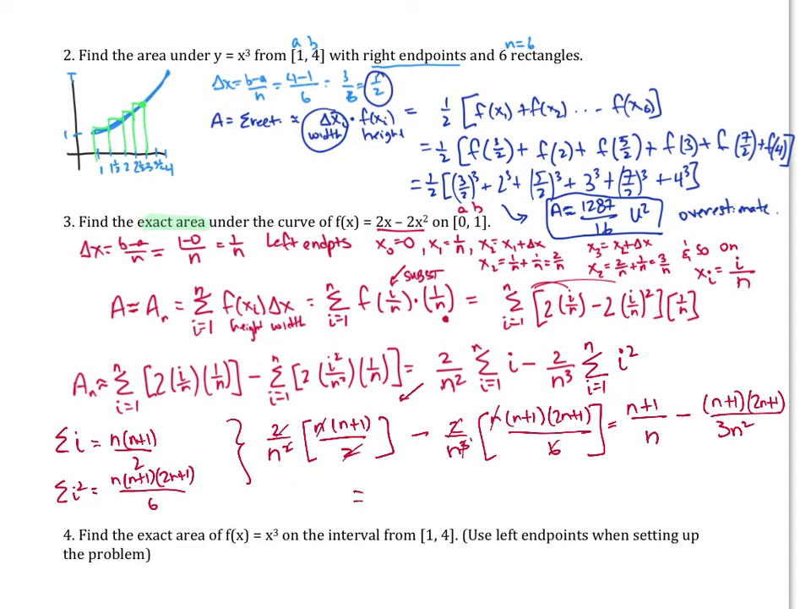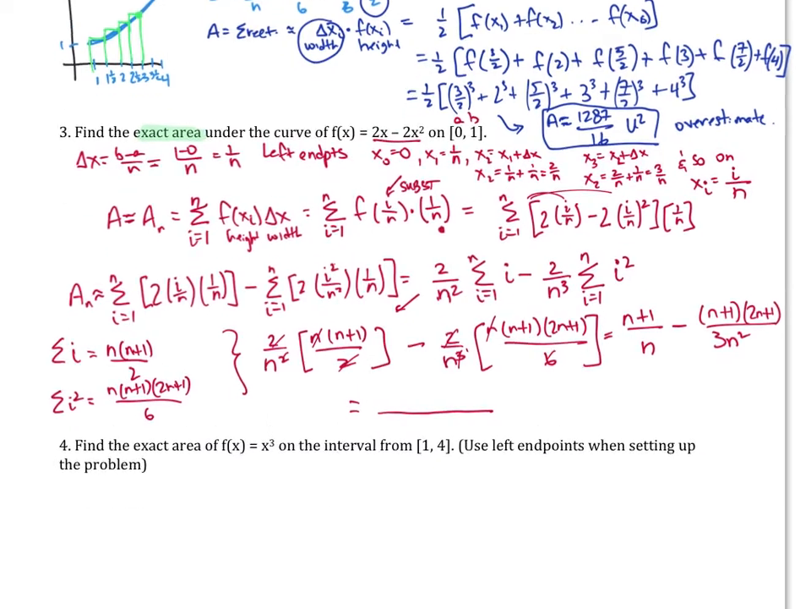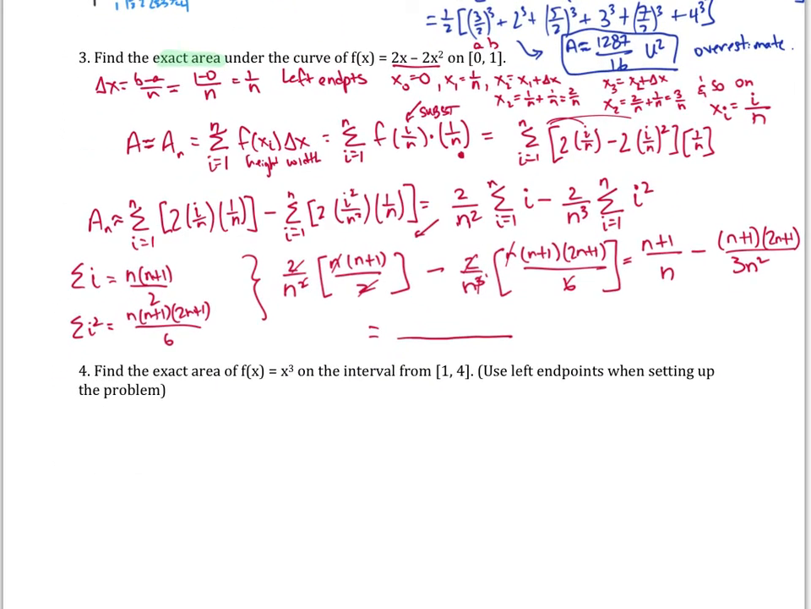All right, I'm running out of room, so let's see if I could squeeze this in. We are going to find a common denominator in this case, and that'll be 3n squared. And the numerators will be 3n times n plus 1, and on this side it hasn't changed at all. It's going to be n plus 1 times 2n plus 1. And then this ends up equaling, I'm going to skip a step here.